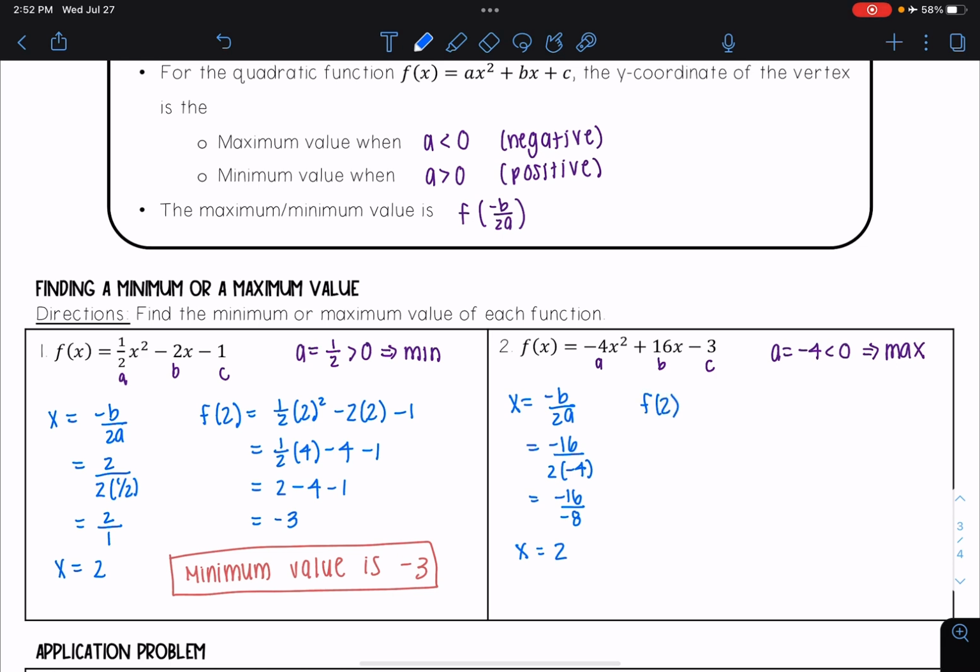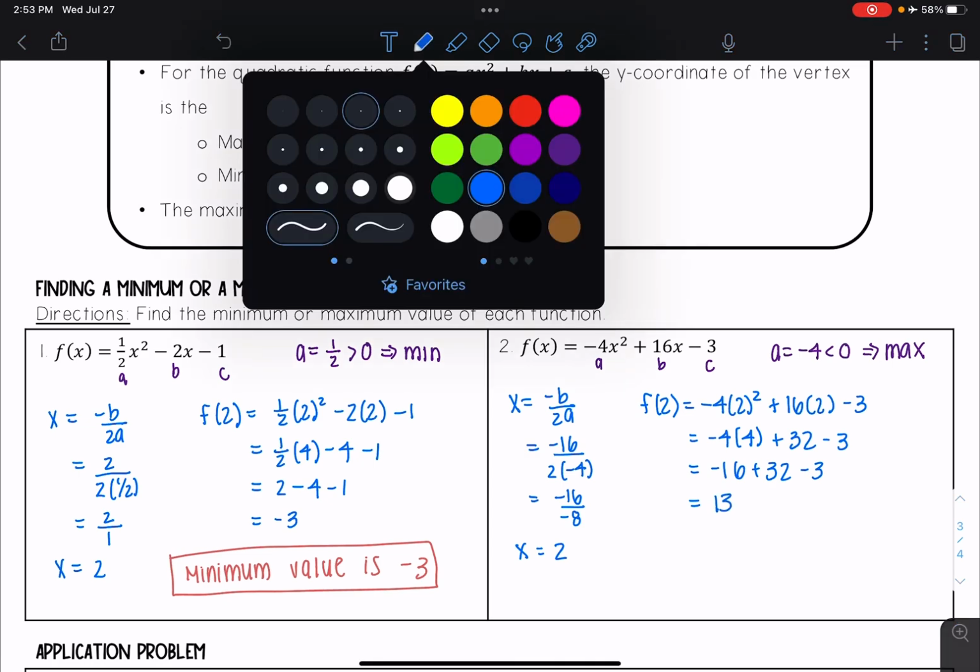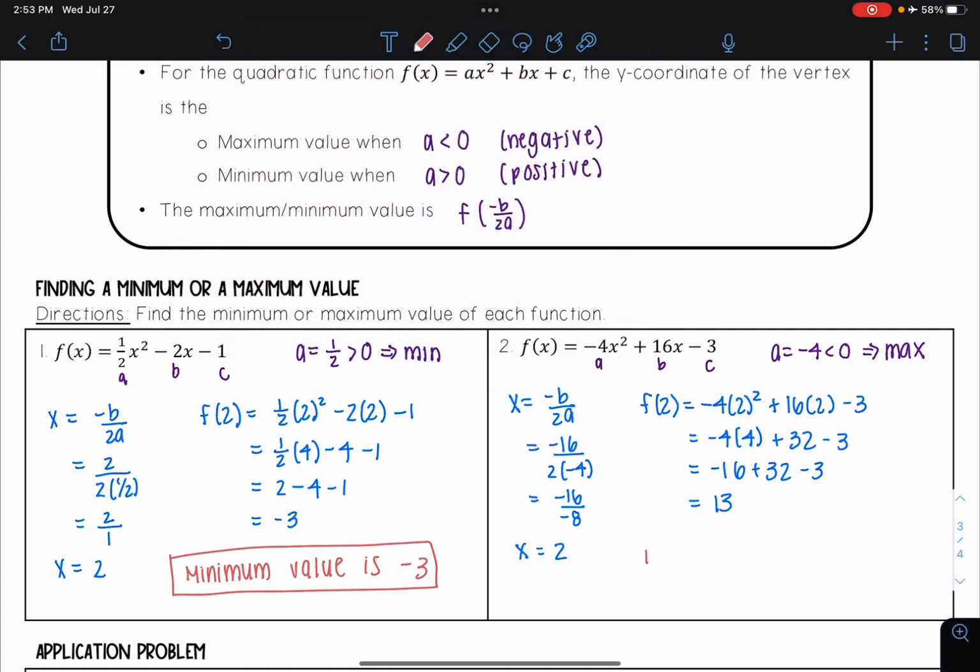So plugging that in, f of 2, I have -4 times 2 squared plus 16 times 2 minus 3. 2 squared, I get 4, plus 16 times 2 is 32, minus 3. -4 times 4, I get -16. -16 plus 32, I get 16. 16 minus 3, I get 13. And so the answer for this one is maximum value is 13.